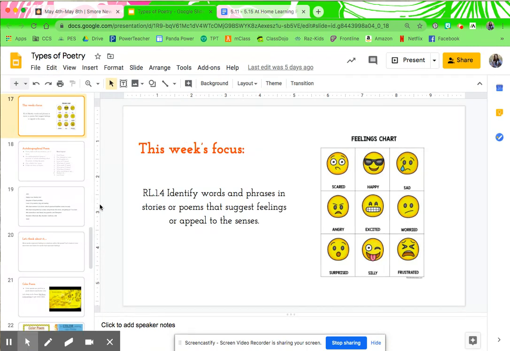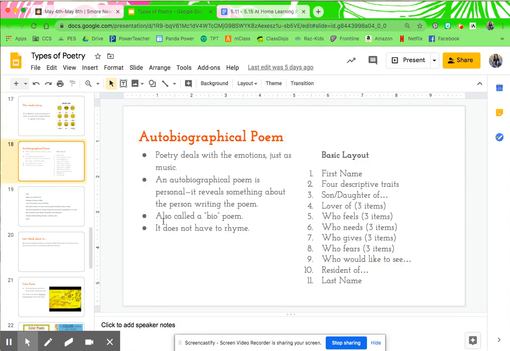Now, as we mentioned earlier, our focus for this week is to identify words and phrases and stories that suggest feelings or appeal to the senses. So here we have some emojis to remind us of those different feelings that we might be feeling. And during an autobiographical poem, we will notice there are going to be lots of feelings as we are talking about ourselves and our own emotions. So it is poetry that deals with emotions just as music.